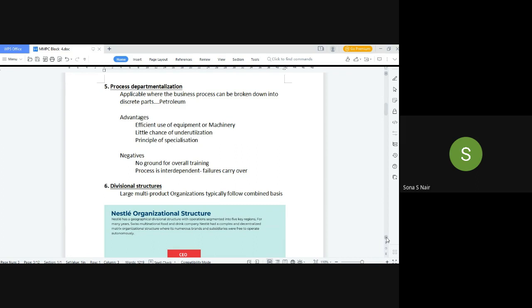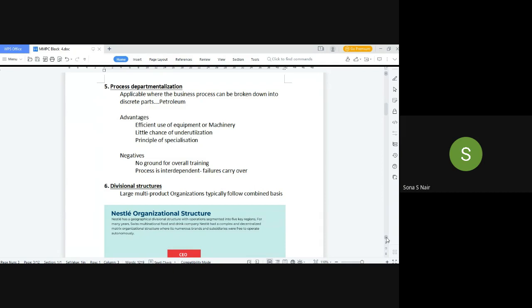Why? Again, because of specialization, because a particular machinery or particular equipment is being used for a specific simple work. There is little chance of underutilization, because why? From point A to point B, if the material is moving, B work is done in the B place and A work is done in the A place, and it is a constant process going on there. So there is little chance of underutilization. The principle of specialization obviously comes into play, because a specific work is being done. It is simple and easy to do that work.